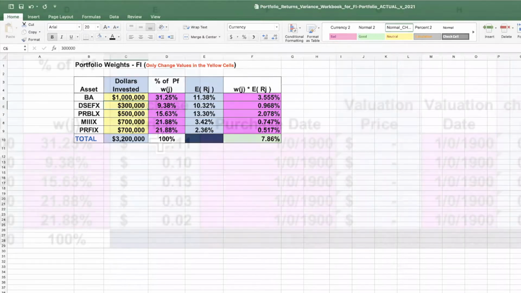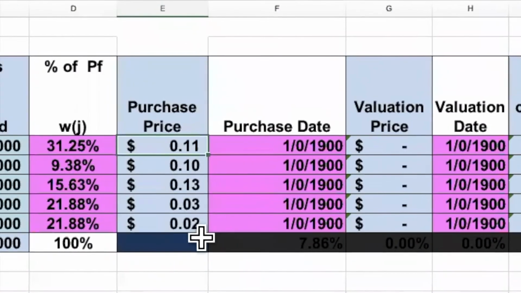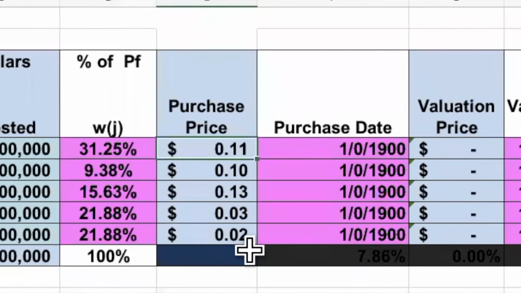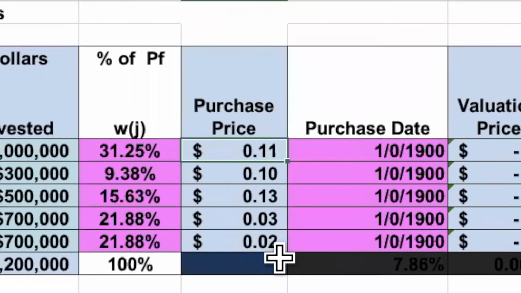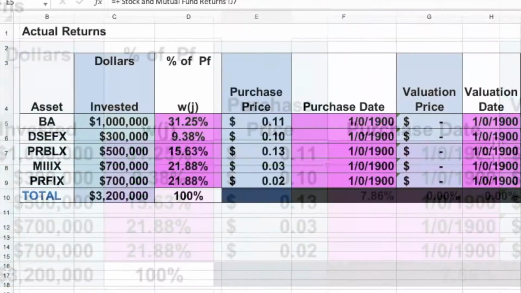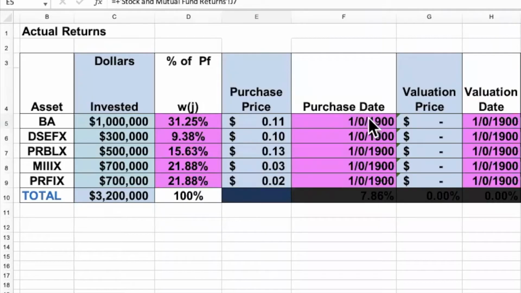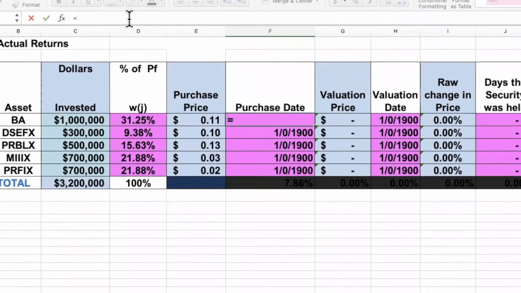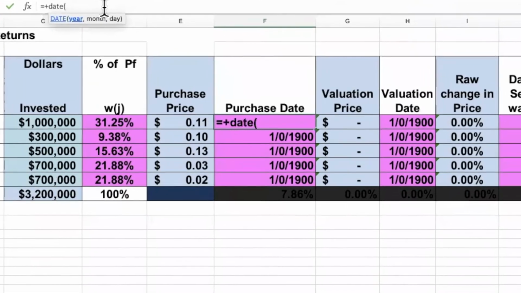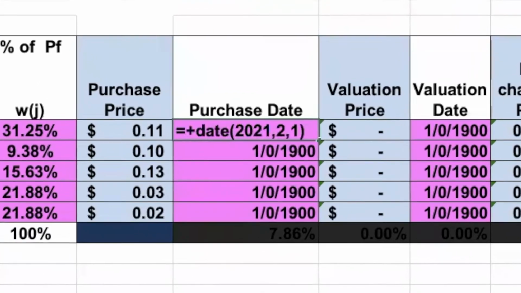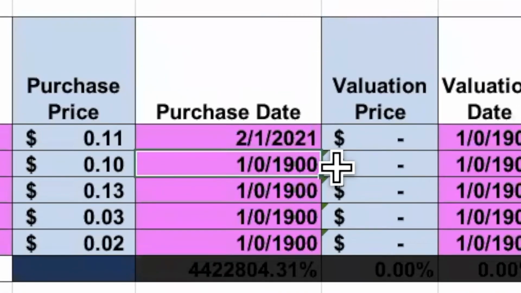Okay, great. All right, so the first thing we want to do is record when we purchased the security and what we paid for it. So we're going to purchase this Boeing stock on February 1. So I'm going to change this date. Let me put that in as date, 2/1. Okay, so February 1.